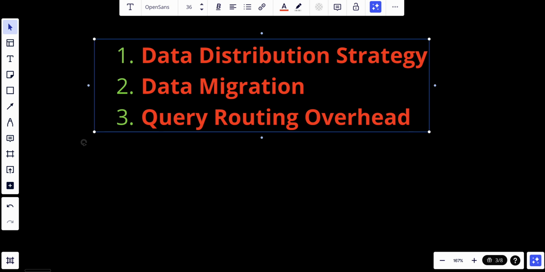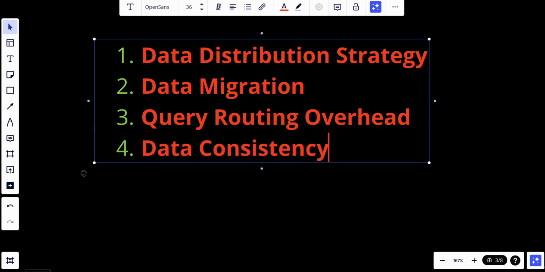Lastly, we have the challenge of data consistency. Ensuring data consistency, especially in distributed transactions, can be challenging, may require careful planning, and you should care about that. So in conclusion, sharding is a powerful technique for managing a large dataset and achieving horizontal scaling in databases. However, it requires careful design, planning, and ongoing maintenance to realize its full benefits. The choice to implement sharding should be based on the specific needs and growth patterns of your applications.